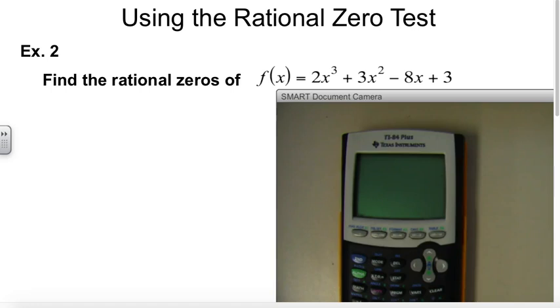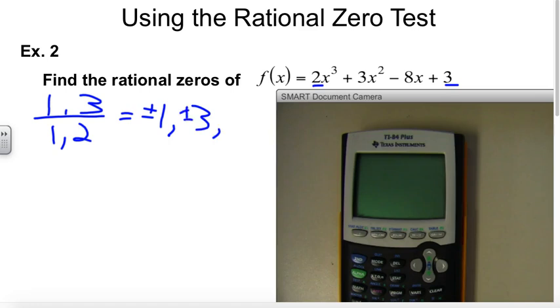All right, so now let's look at how we use this along with a calculator to figure out what our rational zeros are. So first, let's figure out what are the possibilities. So we've got factors of 3, which are, of course, just 1 and 3. And we put those over the factors of 2, which are just 1 and 2. So we've got 1 over 1, which is 1, positive and negative. 3 over 1, which is 3. And then we've got 1 over 2. Remember, we got to put all the numbers on top over all the numbers on bottom. And then we've also got 3 over 2.